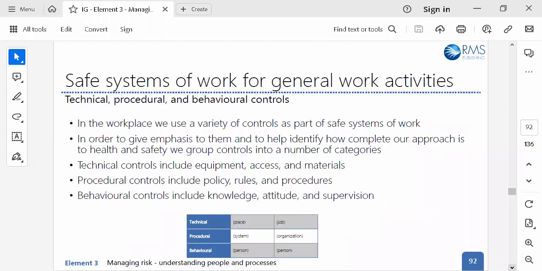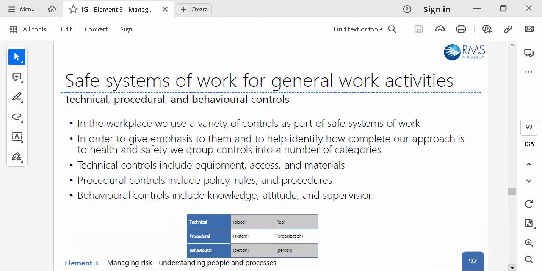Then technical, procedural, and behavioral controls. In the workplace, we use a variety of controls as part of the safe system of work in order to give emphasis to them and to help identify how complete our approach to health and safety is. We group controls into a number of categories. Technical controls include equipment, access, and material. Procedural controls include policy, rules, and procedures. Behavioral controls include knowledge, attitude, and supervision. So these three are the categories of safe system of work: technical controls, procedural controls, and behavioral controls. Technical controls include the equipment, access, and materials.